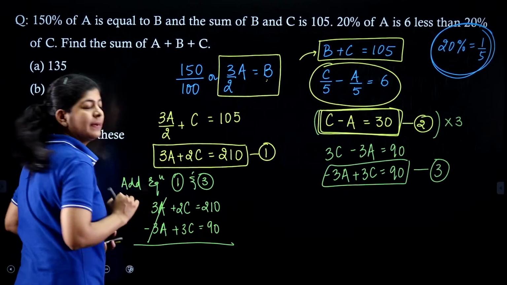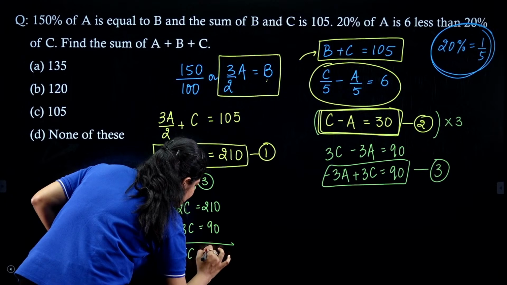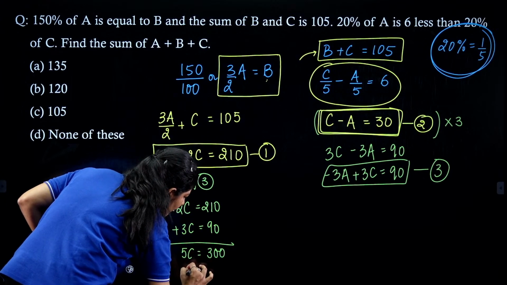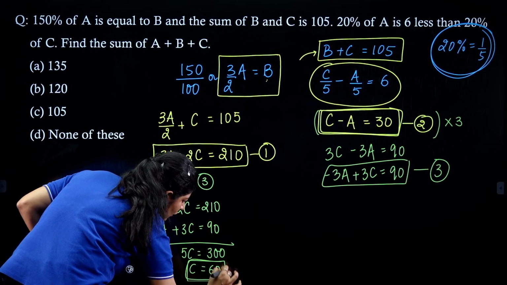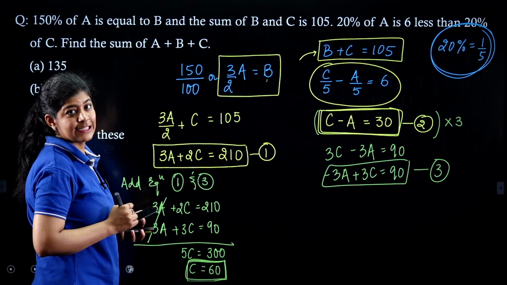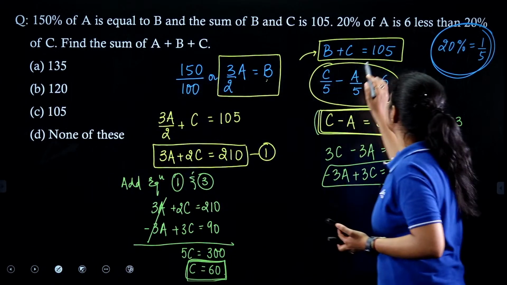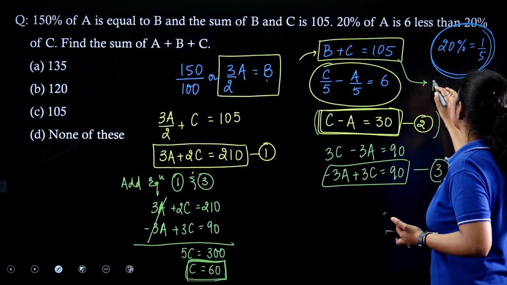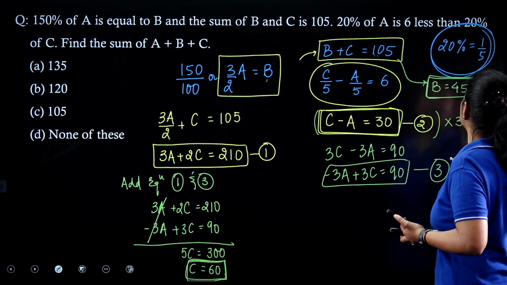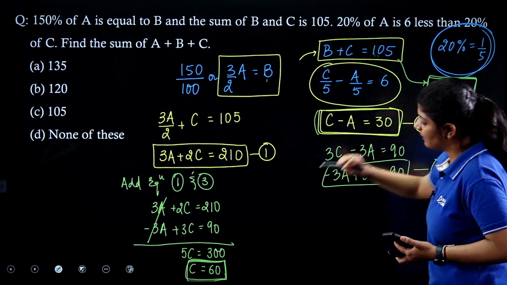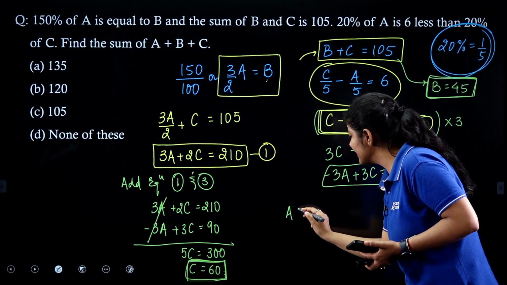So plus 3A minus 3A is eliminated, here I will get 5C and this is nothing but 300. So the value of C that we are getting over here is 60. Here we got our first variable value, that is C, and that is equal to 60. If I put this value in this equation, from this one I'll get my B as 45. Now, if I put this value in equation number 2, I'll get my value of A as 30.